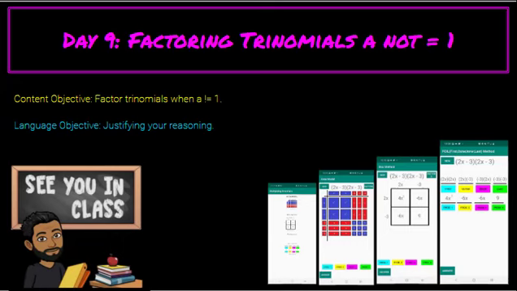Up until now, factoring trinomials may have seemed pretty simple. In this lesson, we will learn how to factor trinomials when a is not 1. This is sometimes pretty challenging for students. Let's give it a try.